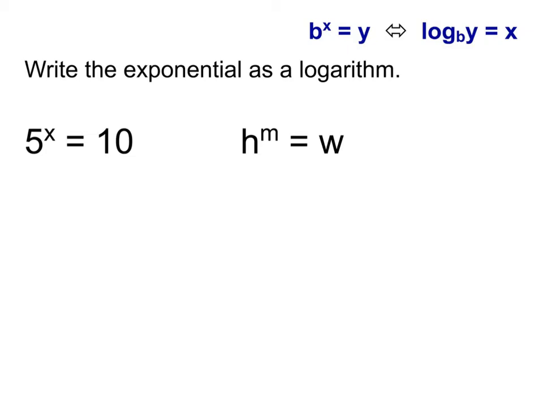So in this case, we are going to be writing each of these exponentials as logarithms. We have two separate problems here. Our first one is 5 to the power of x equals 10. Now remember, it's an exponential, and therefore I can rewrite it as a logarithm and have it still mean the same thing, and that's our goal here.